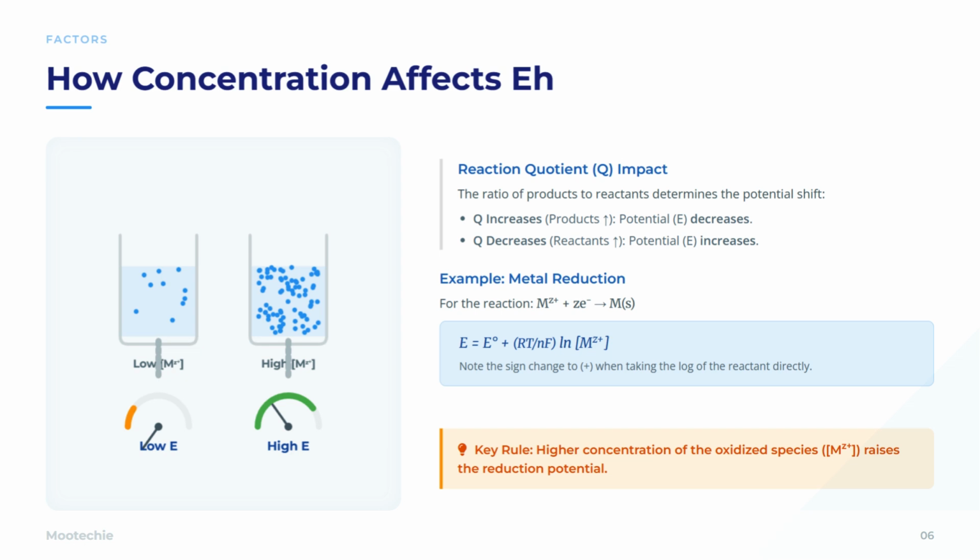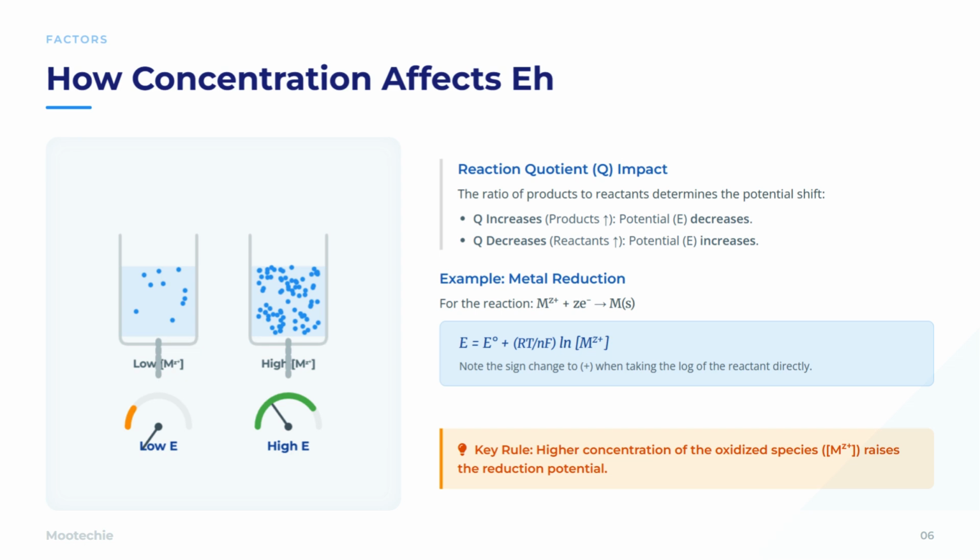There's an example given for a metal reduction reaction. M2+ plus Z electrons yields M solid. For this simple case, the equation simplifies to E equals E degree plus RT over NF times the natural log of the concentration of M2+. Notice the sign changes to a plus when we take the log of the reactant directly. The key rule here is that a higher concentration of the oxidized species raises the reduction potential.